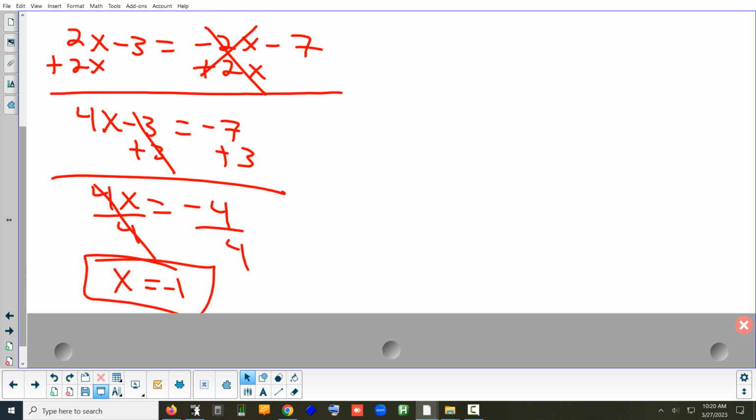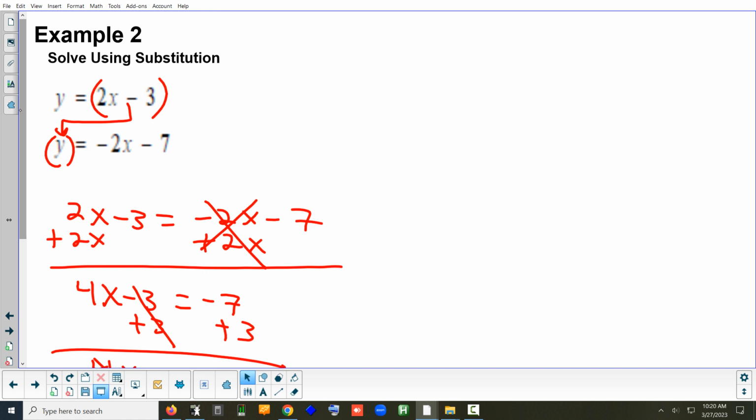Okay. So we have x equals negative 1. Now, as always, we're solving a system. So what letter do we still need to find? y. So we know x equals negative 1, so take negative 1 and fill it in for x. It does not matter which equation you use. I think the top one is easier just because the number is smaller.